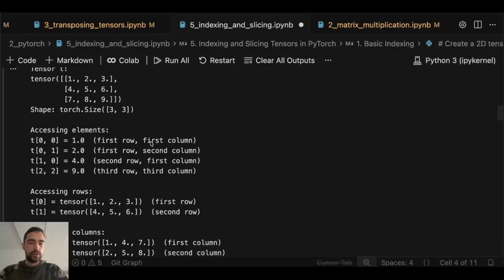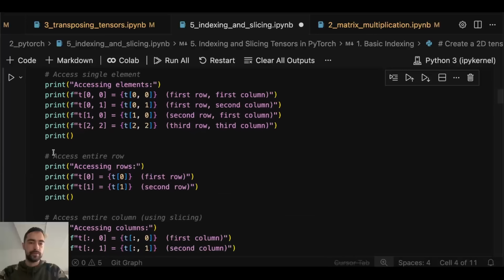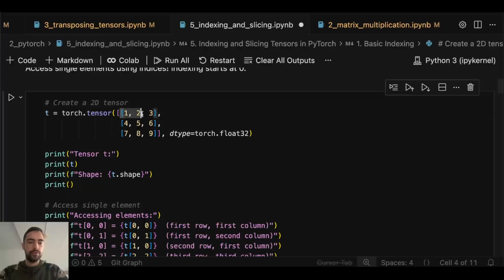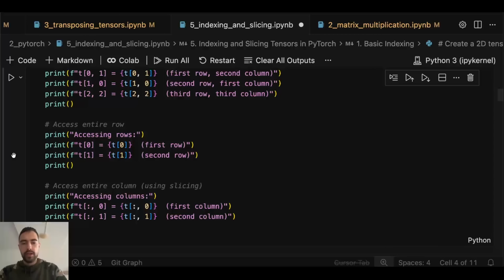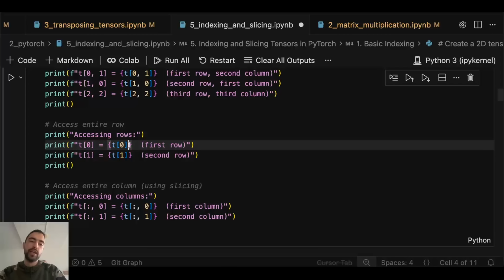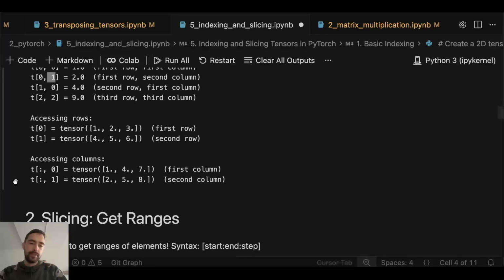So we see that T of 0, 1 is 2. So 0th row, first column. That's going to be 2. You can also access an entire row. So this will give you the entire row: 1, 2, 3, 4, the entire row.